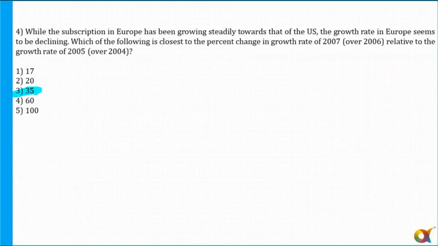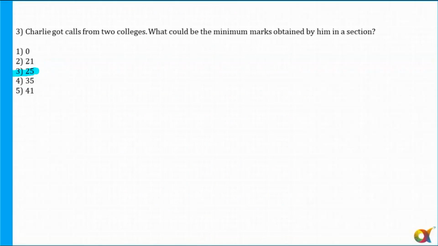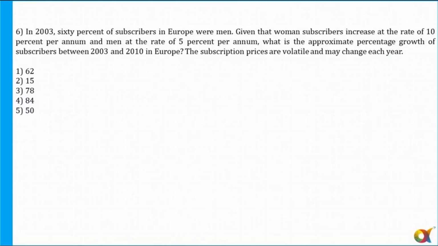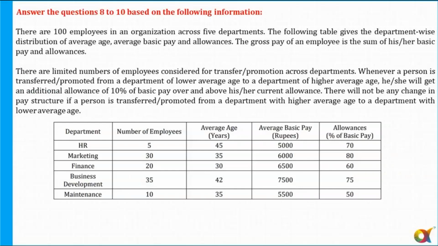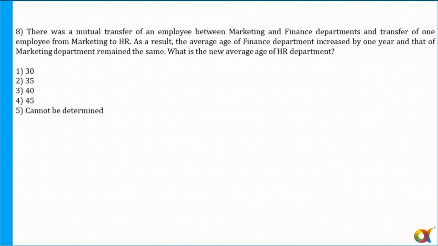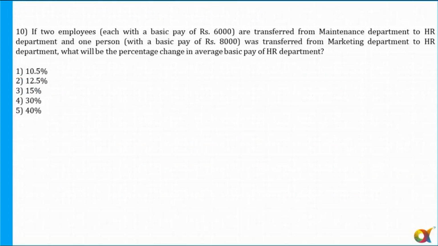For the 5th, the answer is option 1. For question number 6, the answer is option number 1. For question number 7, the answer is option 4. For question number 8 to 10, let's see here. For question number 8, the correct answer is option 3. For 9, it is option 3. For 10, it is option number 2.